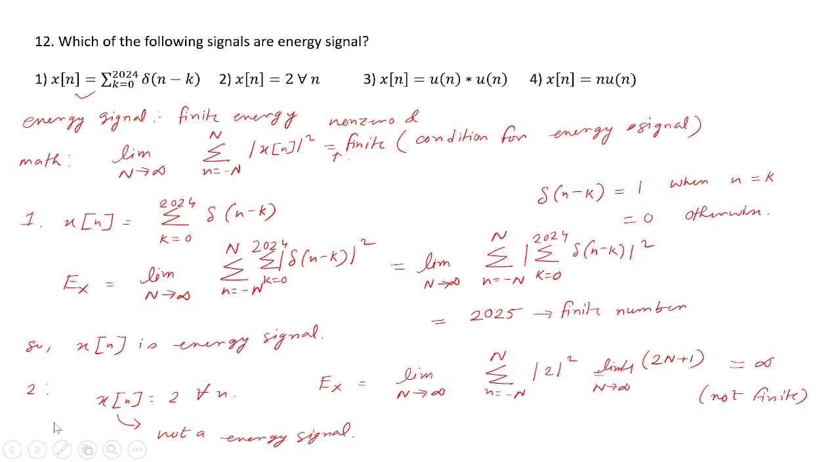Thanks for maintaining the patience. Now the third signal is again from our previous discussion. We can see our third signal xn is equal to the convolution of unit step function with itself, which is a ramp function, which is n for n greater than or equal to 0 and 0 for n less than 0.